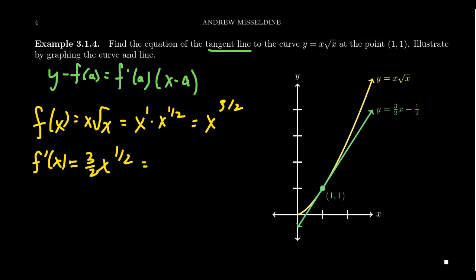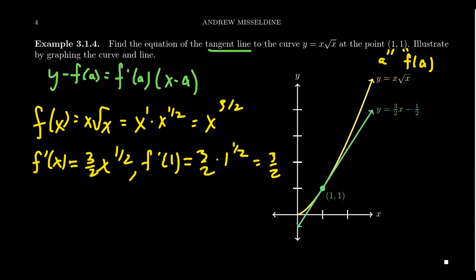Or, we don't really need to rewrite it, because what we actually care about is f prime at 1, which is our a value, right? Our point here, this is our a value, this is our f of a, or in this case, f of 1. So we just need to figure out what f prime at 1 is, which when we plug 1 in here, we're going to get 3/2 times 1 to the 1/2 power, which is the square root. Square root of 1 is 1, so you end up with 3/2.